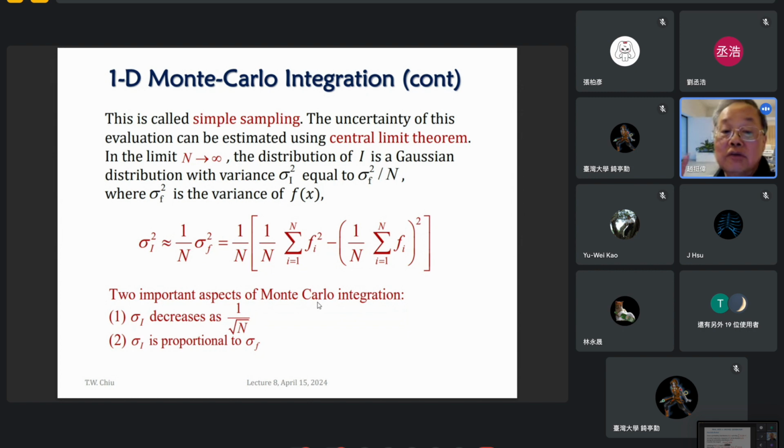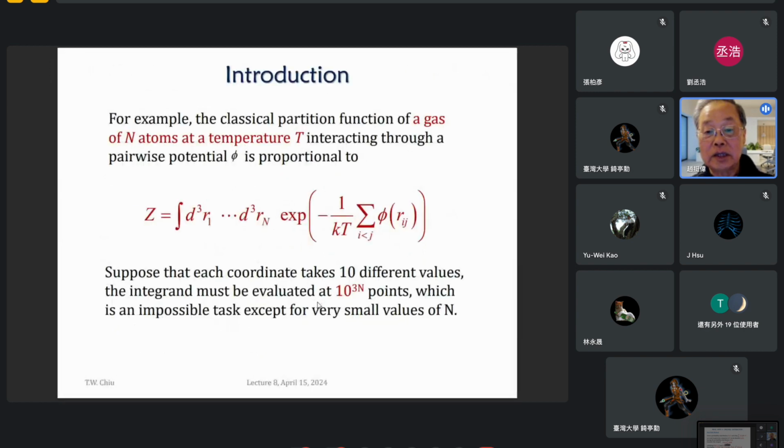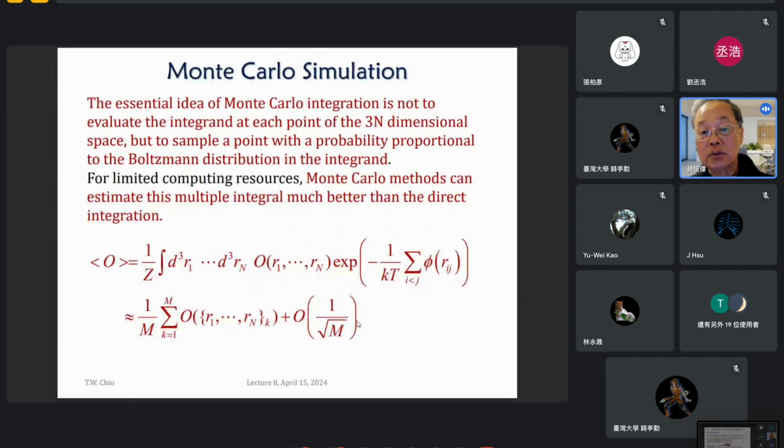If you increase the measurement by 100 times, then the error will be reduced by a factor of 0.1. So this is the reason why I said in the beginning that the error is proportional to 1 over square root of m, where m is the number of points, the number of measurements or samplings you perform in the simulation.